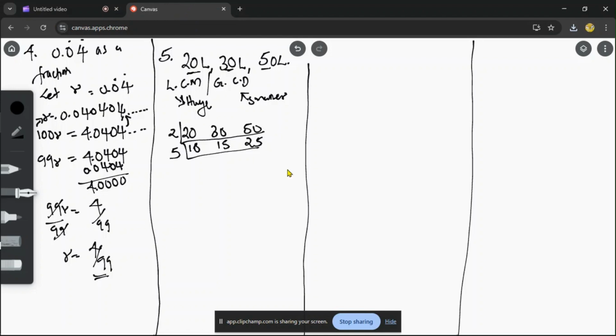Right, sorry for that. So I have the GCD of this one. 10 divided by 5 gives me 2. 15 divided by 5 gives me 3. 25 divided by 5 gives me 5. Do you still have a number that can divide all of them without a remainder? I don't think so. So the GCD will be 2 multiplied by 5, which is 10.